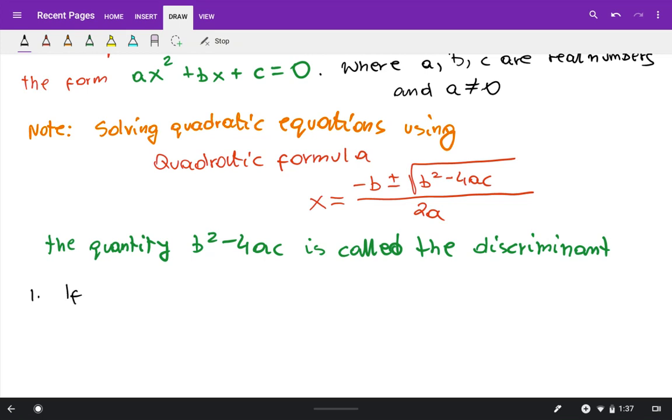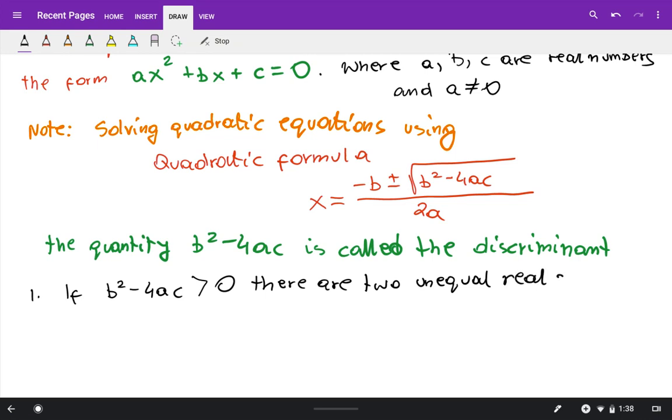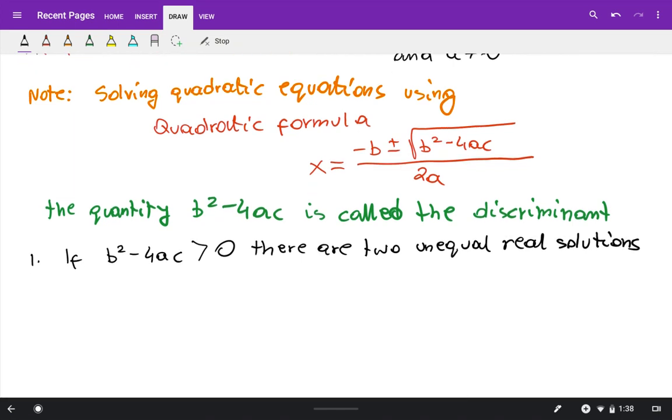First, if the discriminant, which is b squared minus 4ac, is greater than 0, there are two unequal, which is unique, real solutions. Why? Because under the square root is b squared minus 4ac, and an expression under a square root you can only solve when it's equal to 0 or greater than 0.